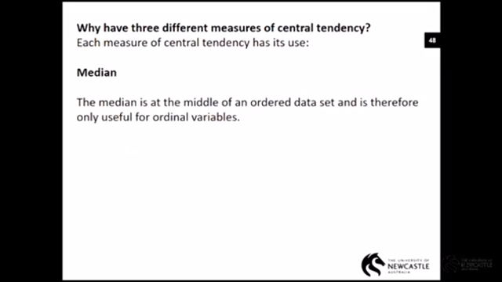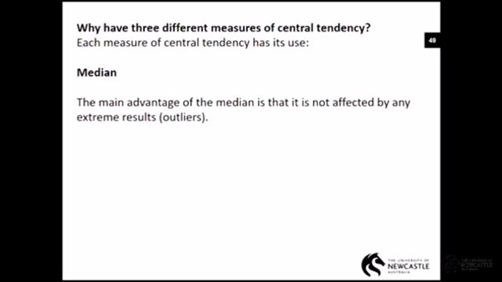And median, I can understand why you think, why do we need a median? Why would I bother to stumble my way into the middle of data when all I've got to do is just find the average? Well, the median is at the middle of an ordered data set and therefore is only useful for ordinal variables. So if you've got variables that you can't put in order, the median is meaningless, because the very fact you're finding the median is I put them in order and then I found the middle. So for non-ordinal variables, it's no use.